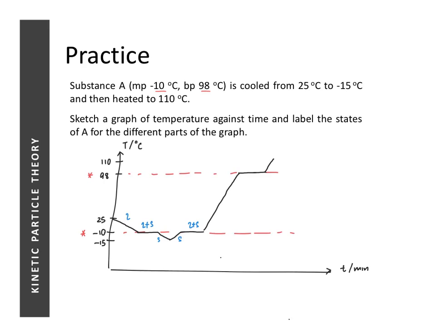From -10 to 98 is liquid, liquid plus gas, and then gas. Okay, so if you follow the steps shown in this question, you will find that drawing the heating and cooling curve for the scenario described in the question becomes very straightforward, and you are less likely to make mistakes by following the steps.